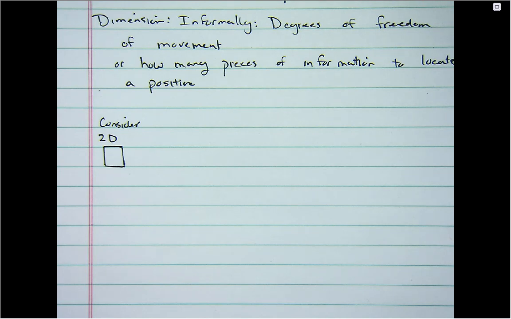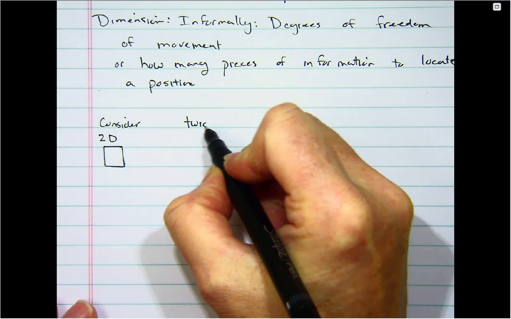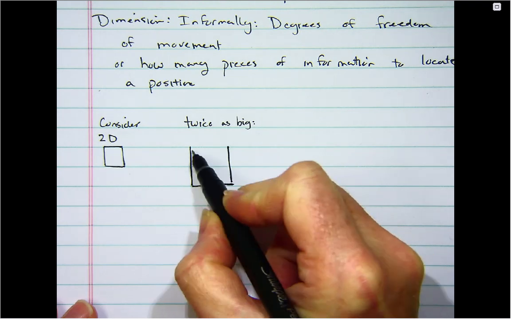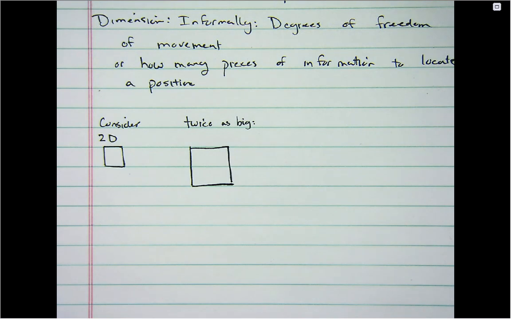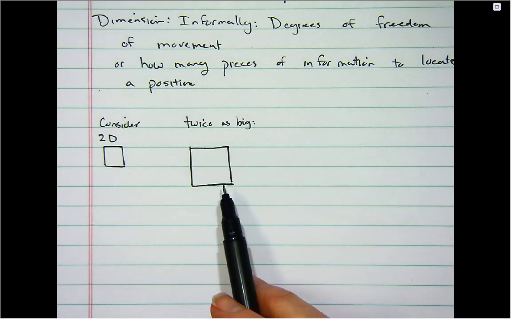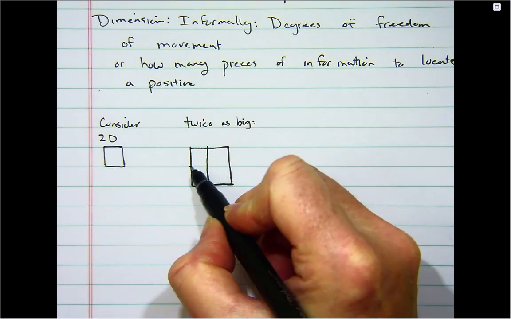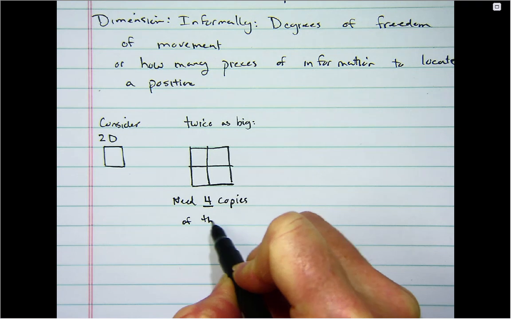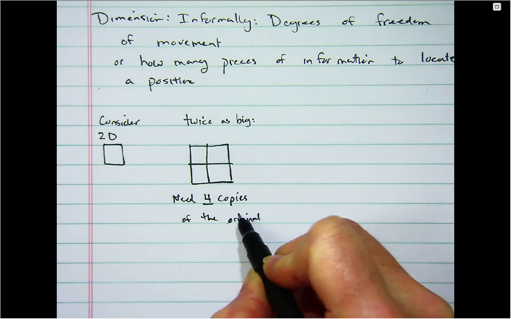Now we're going to make a square twice as large. So I made my square one line width wide. So now I'll make a square twice as big. So it's going to be 2 line widths wide. And so here we go, 2 line widths wide. Now how many copies of the first square would I need to make the square that's twice as big? How many copies of the first square are required to make this twice as big square? 4? 4, yeah. So 4 copies. We need 4 copies of the original.